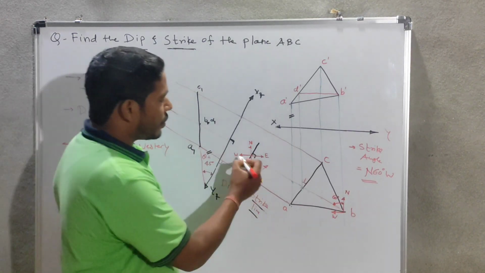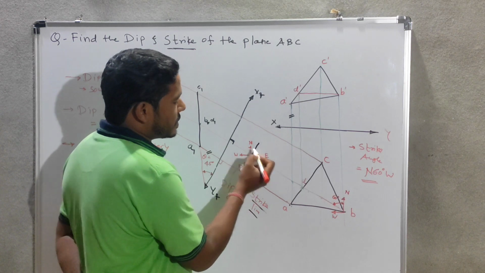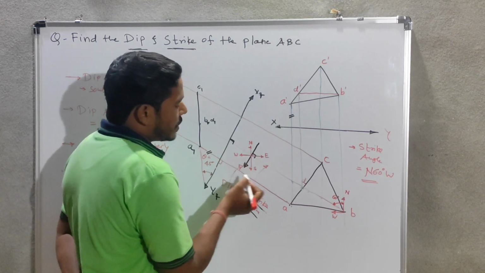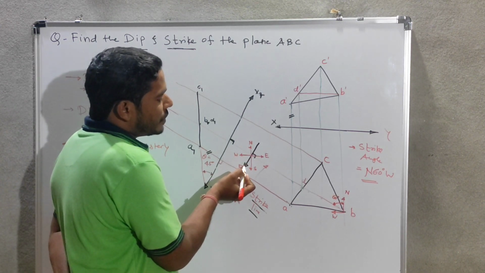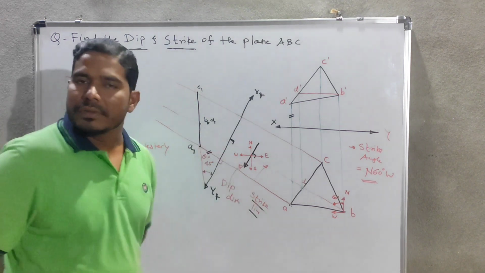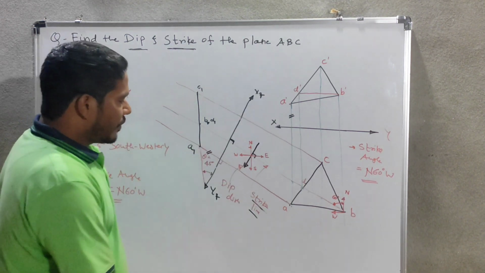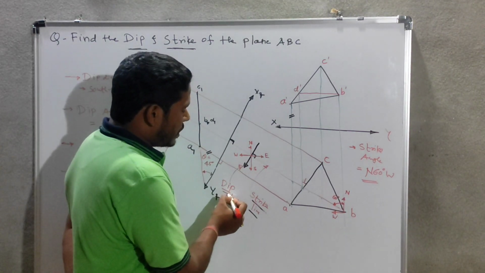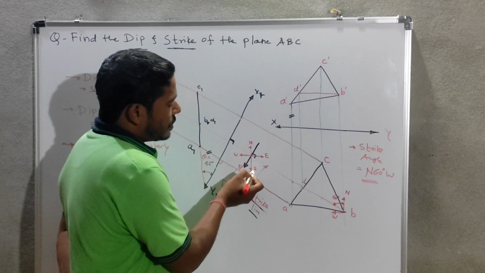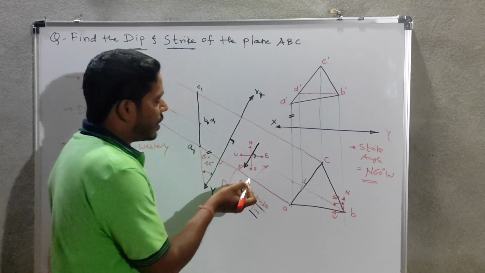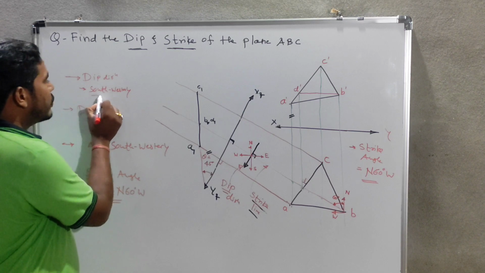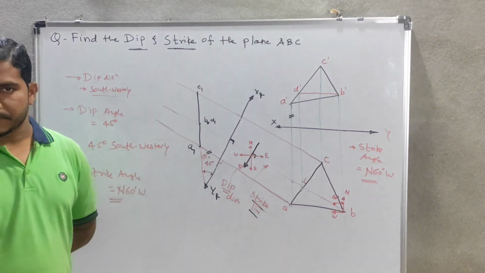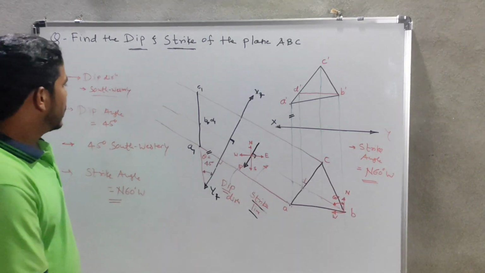Afterwards you have to make your quadrant, like east, north, west and south, and check in which quadrant this arrowhead is. On that basis we can decide the dip direction. As it is in the south west quadrant, our dip direction will be southwesterly. We got the dip direction.